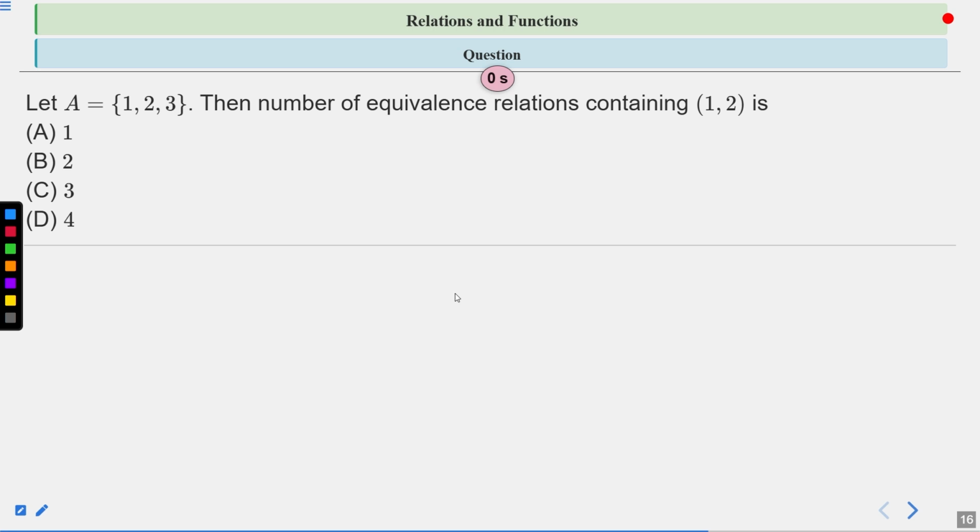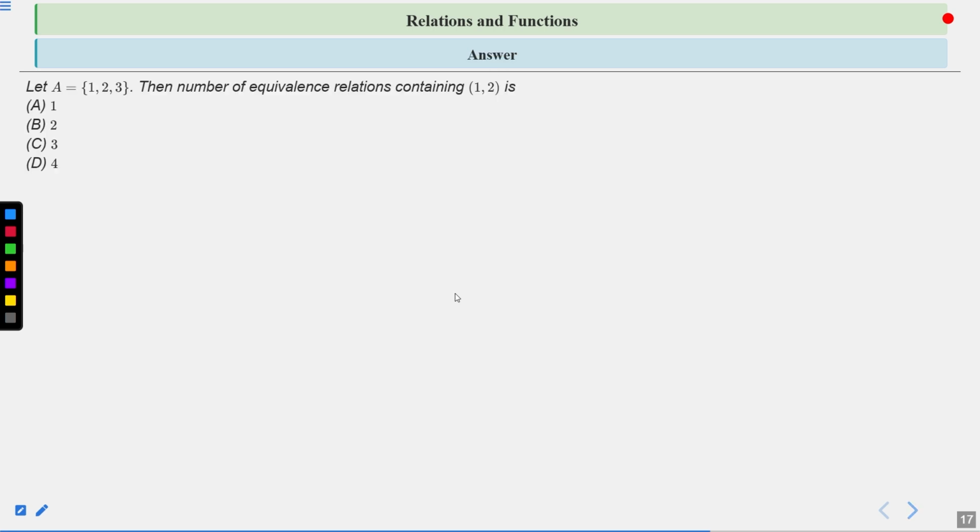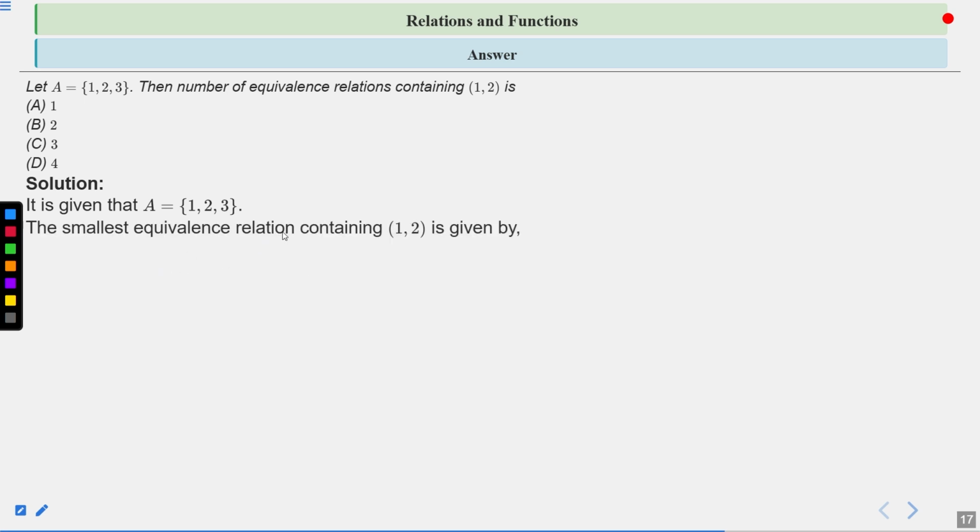Okay, let us move to the solution part. Let set A be 1 to 3, then the number of equivalence relations containing 1 2 is. It is given that set A is 1 to 3. So the smallest equivalence relation containing 1 2 is given by.